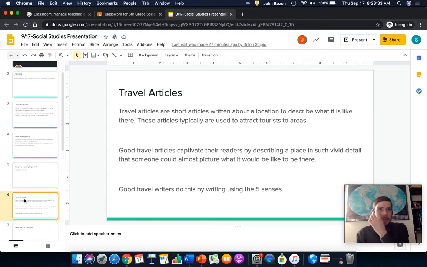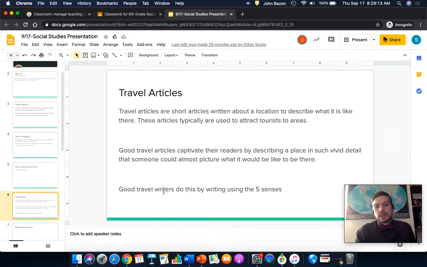So I'm sure maybe you've seen in a newspaper before, somebody writes about a place that they visited and they describe it in vivid detail, so that the reader is like, wow, that place sounds really amazing. I want to go there. And travel articles are still important today. Well, especially before COVID, they were important when traveling was a really popular thing to do. So good travel articles captivate their readers by describing a place in such vivid detail that somebody could almost picture what it would look like to be there. So when you're reading a travel article, the idea is you're getting a picture of what it's like there in your head so that when you do decide to go visit that place, you know what to expect.